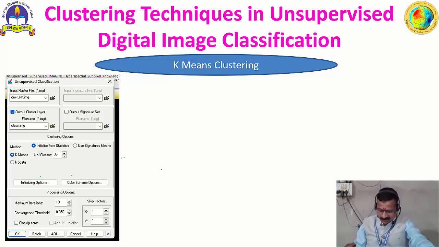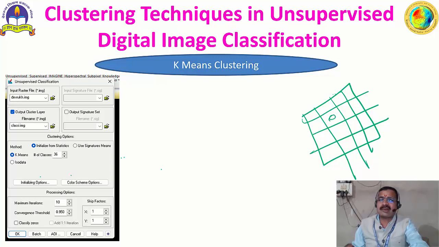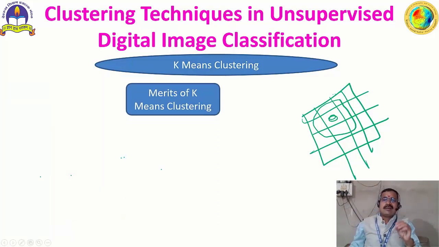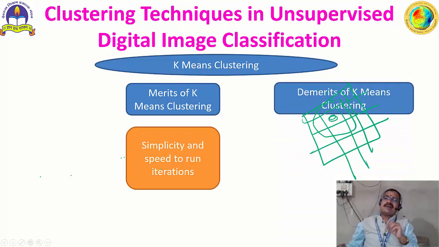Suppose, for example, it is already presented by Dr. Amrita Agarwal ma'am. What the computer is doing is collecting the information. Suppose this is the site, it is calculating the mean values for all these surrounding pixels, and accordingly that spectral class is assigned a different information class or grouped in an information class. This is k-means clustering. What are the merits of k-means clustering? There is only one merit: simplicity and speed to run the iterations. This is the merit of k-means clustering. What are the demerits?